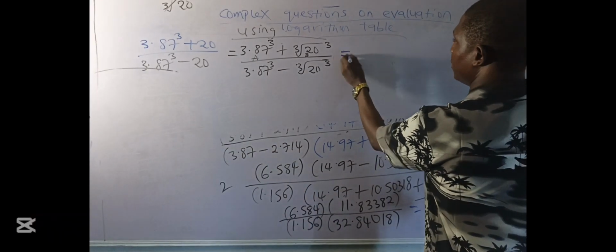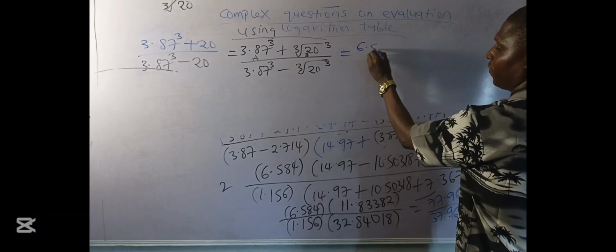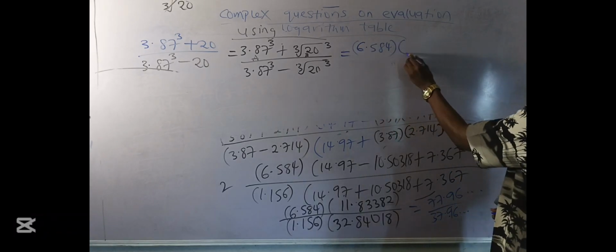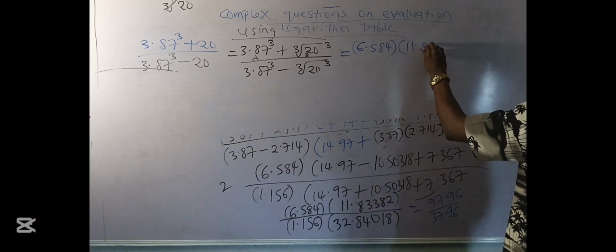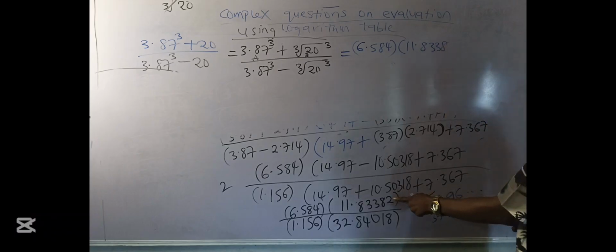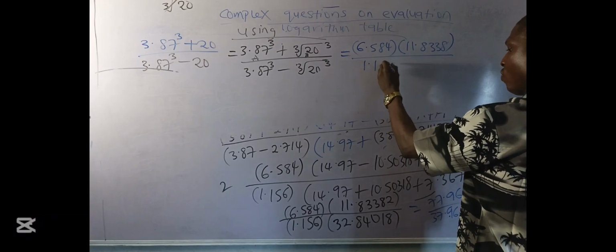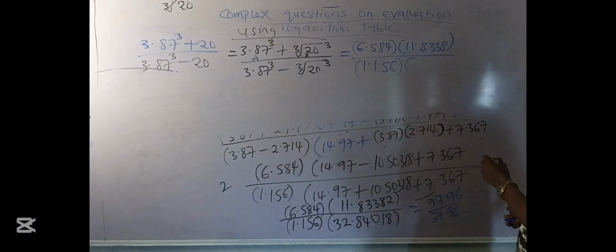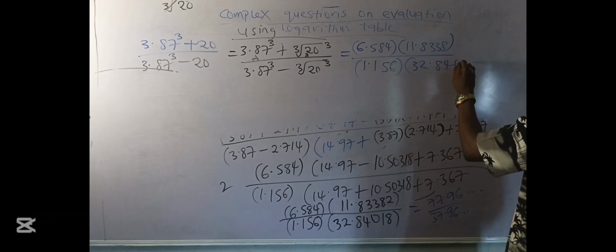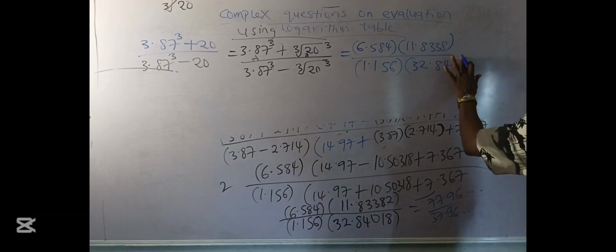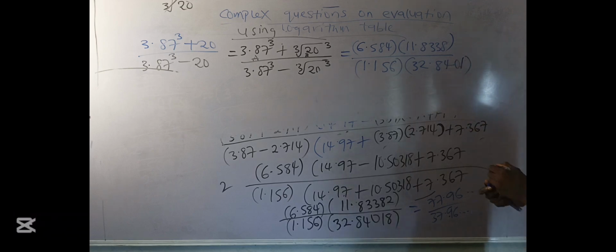So like I said, we are using this 6.584 in brackets, 6.584 in brackets, 11.8338. We don't need these two because it's more than 4 digits. All over 1.156 in brackets, 32.840. Since it's approximated, it's more than this, and we don't need to approximate. You put your 1 the way it is.